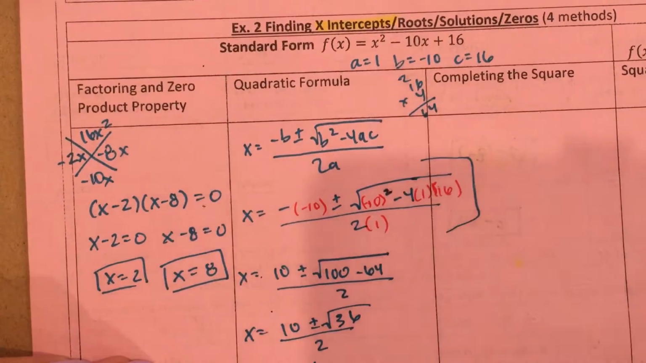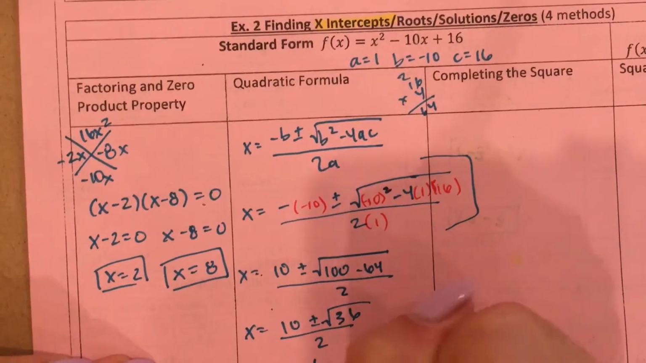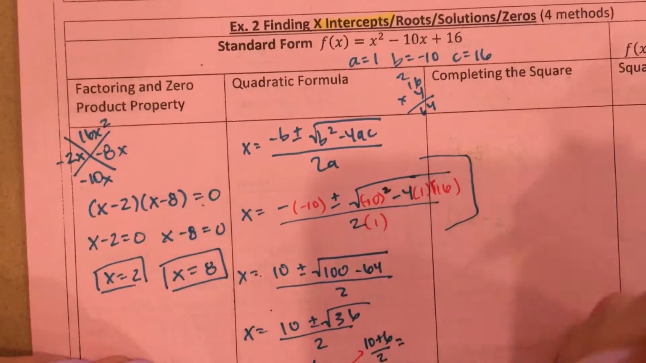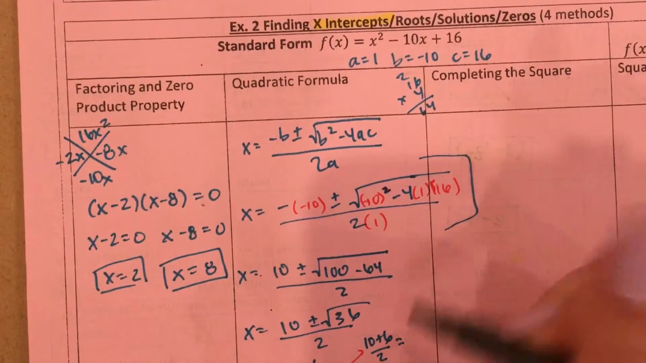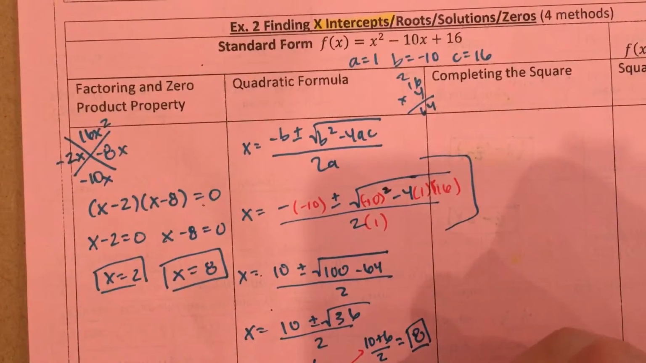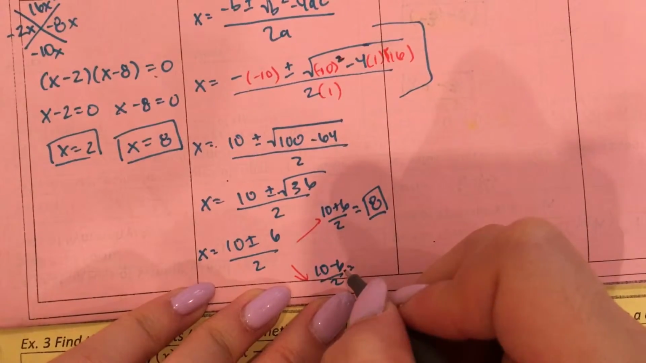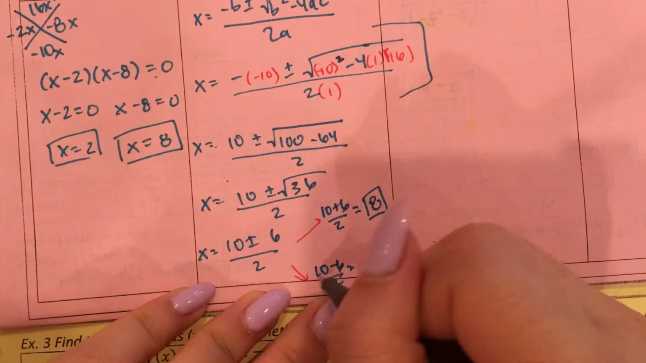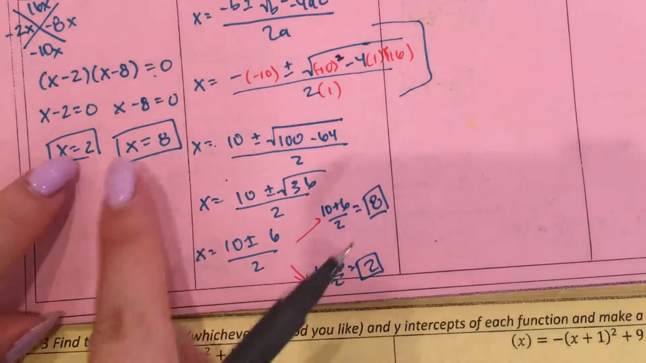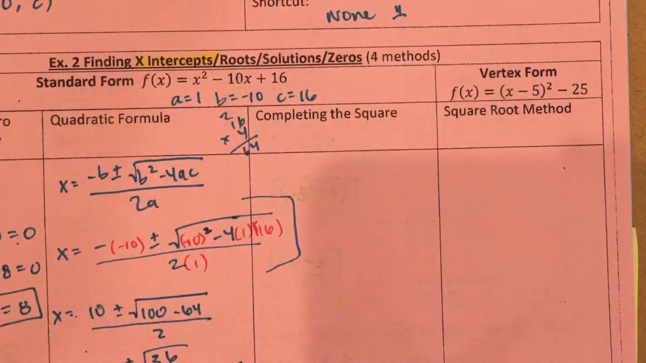I'm going to go ahead and separate both of them into 2 separate expressions to solve. Over here I have 10 plus 6 over 2. Over here I have 10 minus 6 over 2. Okay, 10 plus 6 is 16. 16 divided by 2 is 8. And then 10 minus 6 is 4. 4 divided by 2 is 2. Okay, and I know I'm doing this right because I should get the same x values for each of them. They're the same equation.